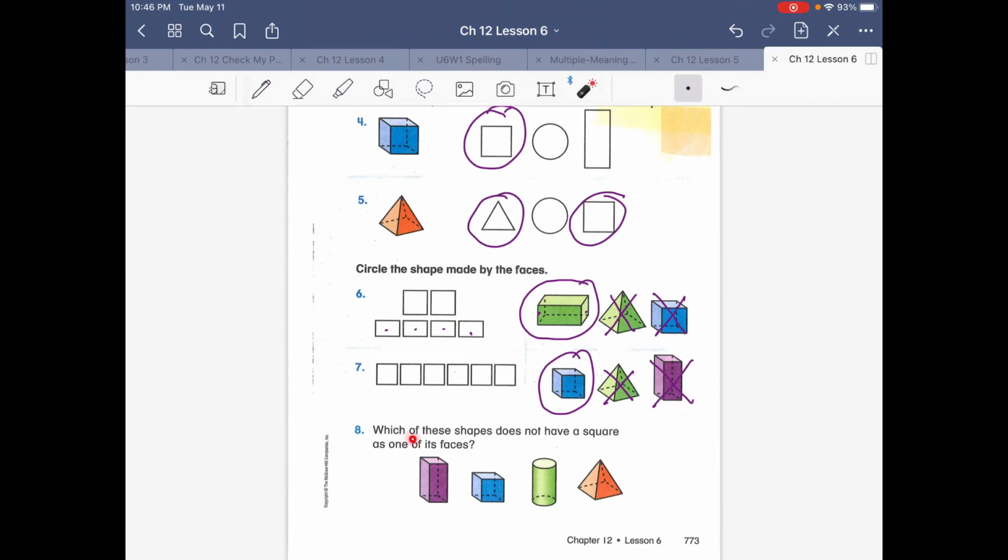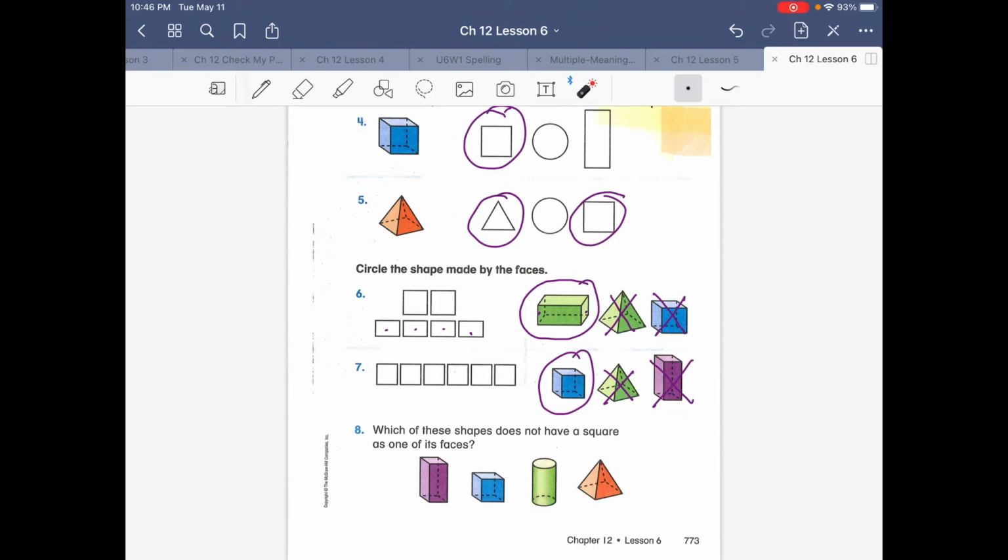Number 8, which of these shapes does not have a square as one of its faces? Does this rectangular prism? It does. The top and the bottom are square faces. Is it the cube? The cube also has square faces.